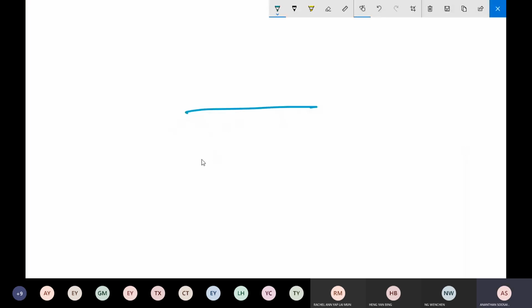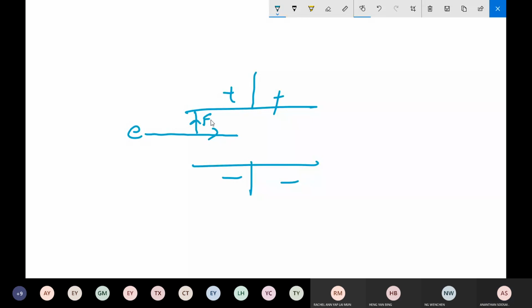See here, it's a parallel plate. This is positively charged, this is negatively charged. Let's say an electron goes into the plate. The electron is going to experience an electric force. Which direction? Upwards. The electric force is going to act upwards. So the electron should make a parabolic path upwards.